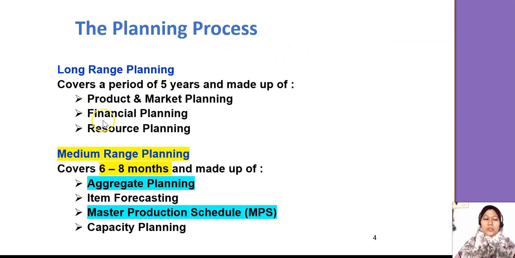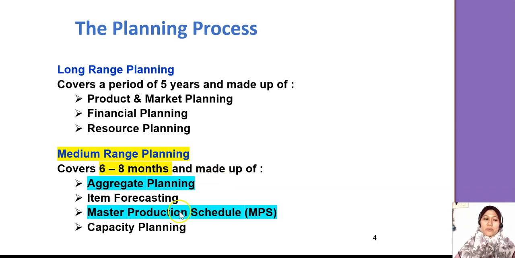Long range is usually for 5 years planning, usually on new product development, financial planning, and if you want to expand your factory. Then medium range planning covers 6 to 8 months. This is when the aggregate planning happens. So they need to know how many workers they need, whether we need to do overtime and so on.